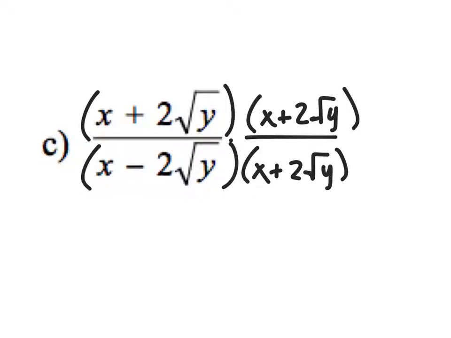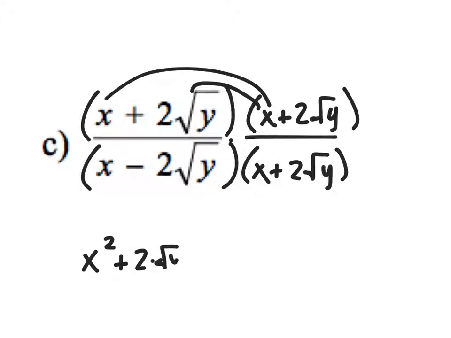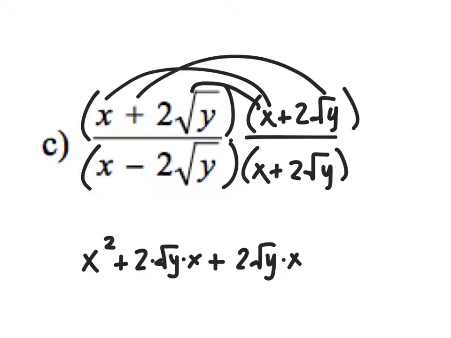Let's go ahead and FOIL this out. So I've got x times x, so we get x squared. Then 2 square root of y times x, so I'm going to do 2 times the square root of y times x. Then my other inner term, 2 square root of y times x, and then my last terms. So I've got plus 2 square root of y times 2 square root of y.